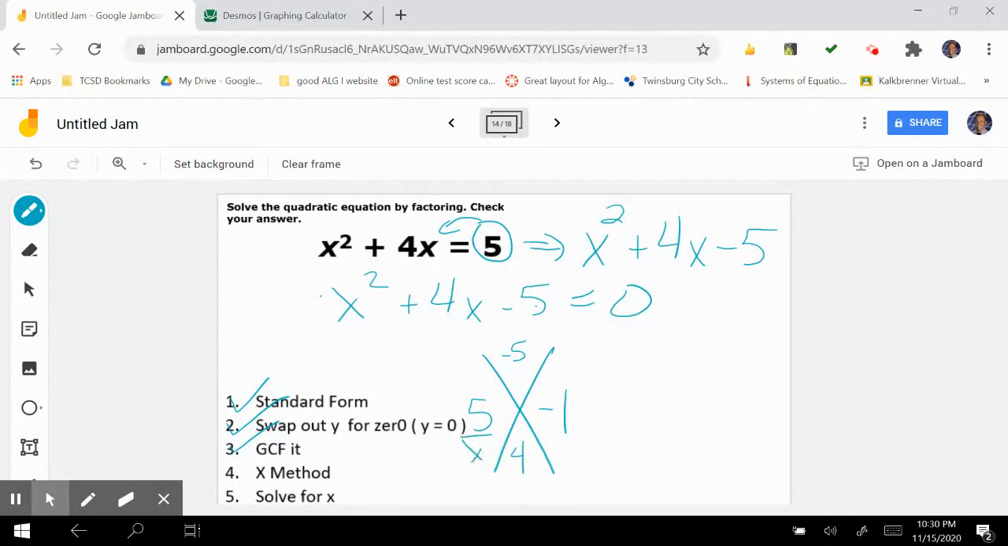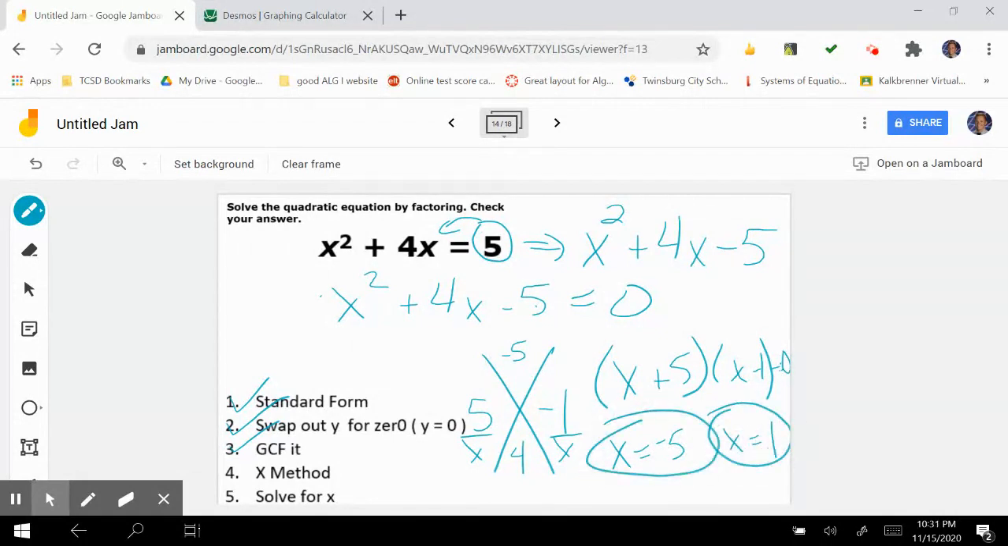So I'm going to do that bottoms up because my 1 is my a value. And I get x plus 5 and x minus 1 equal to 0. And now I just do the opposite. X equals negative 5 and x equals positive 1. Okay? Any questions? Again, you know what to do. Pause, rewind, send an email, raise your hand. We'll help you out. All right?